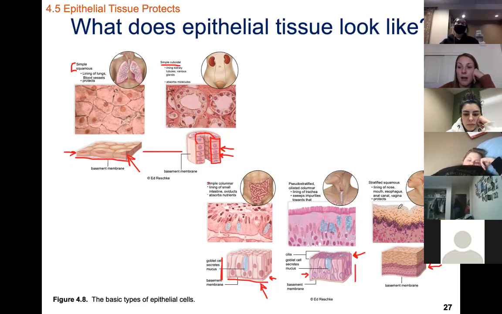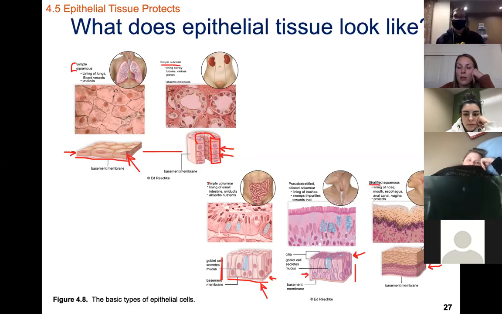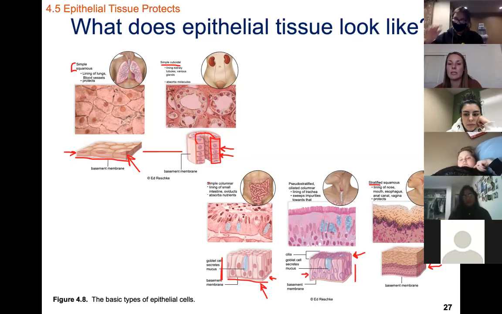And lastly, we have stratified squamous. Stratified meaning there's more than one layer. As you can see, there's 1, 2, 3, 4, maybe 5 layers if my vision is correct today. And then squamous is because they are kind of squished down and flattened.